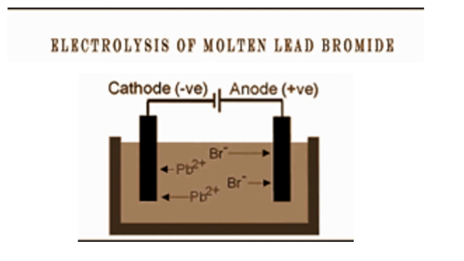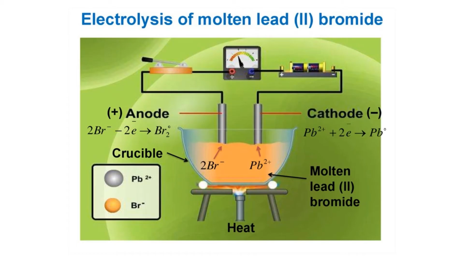This is a diagram showing electrolysis of molten lead bromide. As you can see, lead ions and bromide ions are there. The lead ion, since it is a cation, moves towards the cathode, which is negative. And Br minus, since it is a negative anion, moves towards the anode and forms bromine vapor. Lead ions will get deposited at the cathode. So at the cathode, lead ions undergo reduction, gain electrons and form lead. At the anode, bromide ions lose electrons and form bromine. That's what happens during the electrolysis of molten lead bromide.